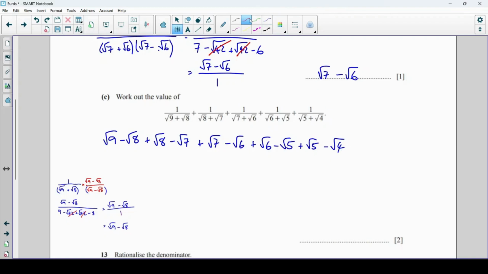And something really interesting has happened here. We've got minus root 8 and plus root 8, they cancel out. Minus root 7 and plus root 7 cancel out, and so do the two root 6's and the root 5's. And the only ones we're left with are root 9 minus root 4. Root 9 is 3. Root 4 is 2. So that's 3 take away 2. So the answer to all of that is just 1.